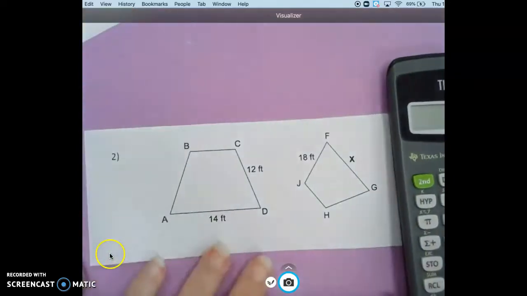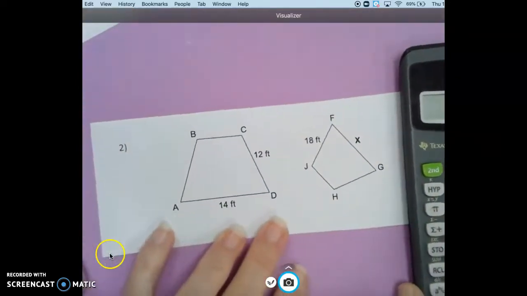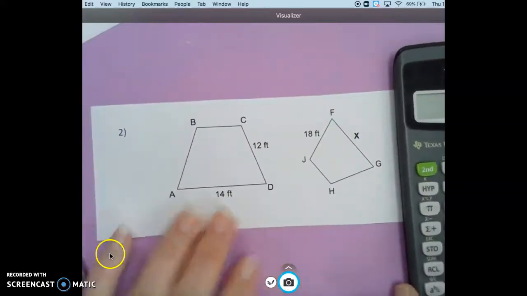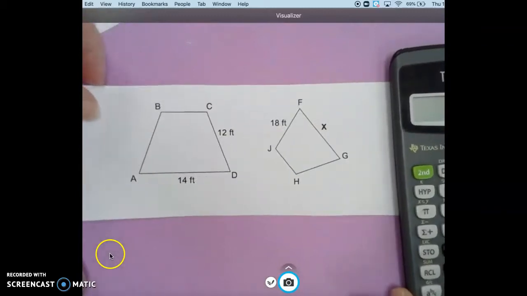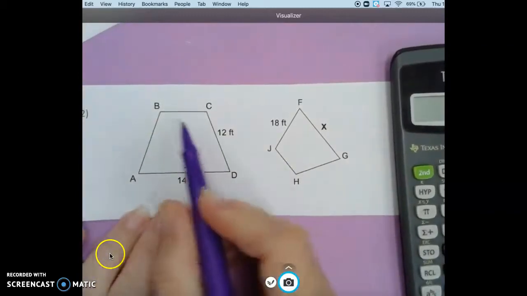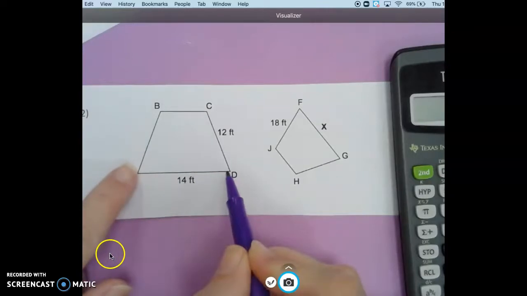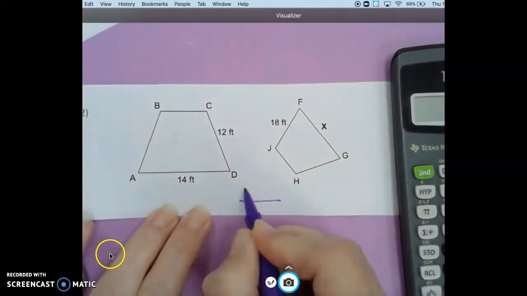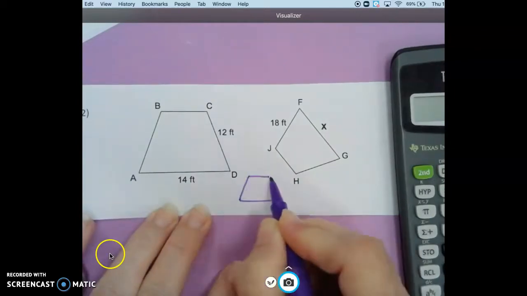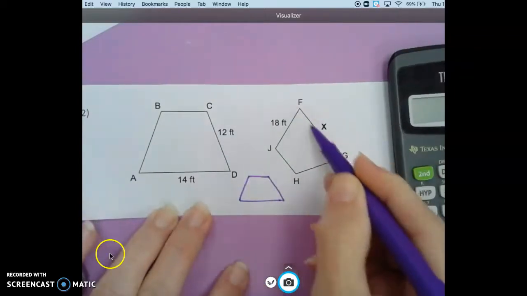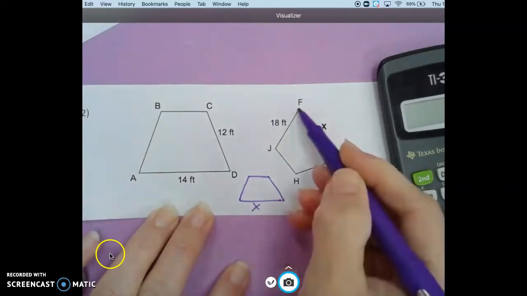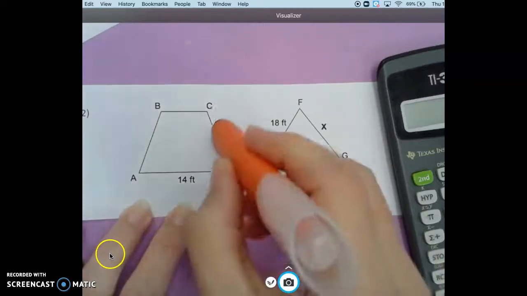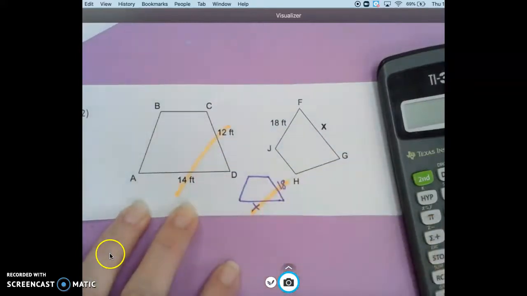Now if you look at this one, you should notice that the shapes are not facing the same way. So what I like to do is redraw them. So if we notice, we got the long part at the bottom and then the smaller on top. So if I do a sketch, the longer side is x, and then this piece is 18. So now it's a little bit easier to match up what's going on in the two shapes.